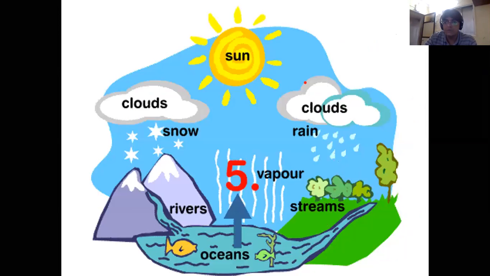Once again I'll show you. See the steps: sunlight, vapor, clouds, evaporation, continuously. This is the water cycle.